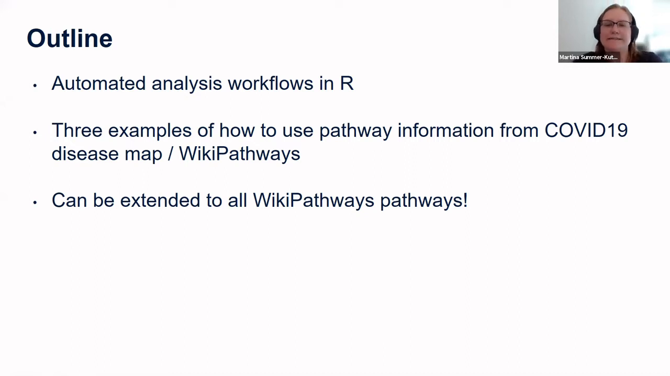We will use pathway information from the COVID-19 disease map and WikiPathways. And we could extend that or apply that to different sets of pathways as well. So if you would have a collection linked to a certain type of cancer or to immune pathways only, then you can do the same approach and only focus on that subset of pathways, for example.